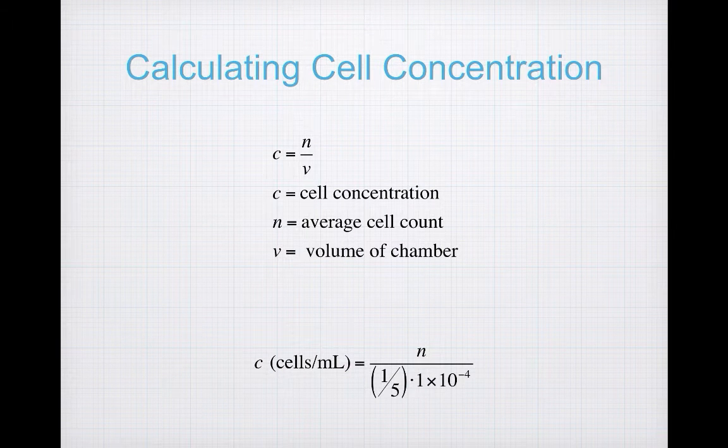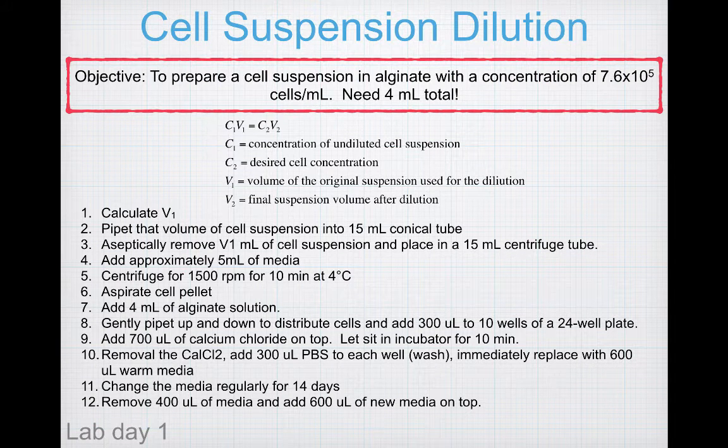And then you'll find your cell concentration by taking your average cell count from both sides of the hemocytometer, that's N, and dividing it by 1/5 times 1 times 10 to the minus 4th. That'll give you your cell count in cells per milliliter. Now, whatever concentration you get, you'll likely have to dilute your cell suspension. Your target here is to make a cell suspension with a concentration of 7.6 times 10 to the 5th cells per mil. And you'll need 4 milliliters total again.